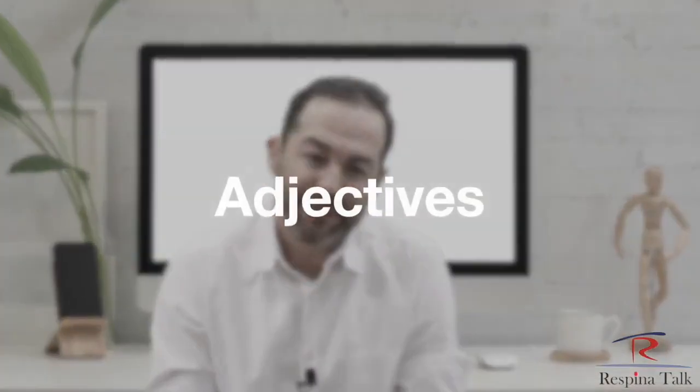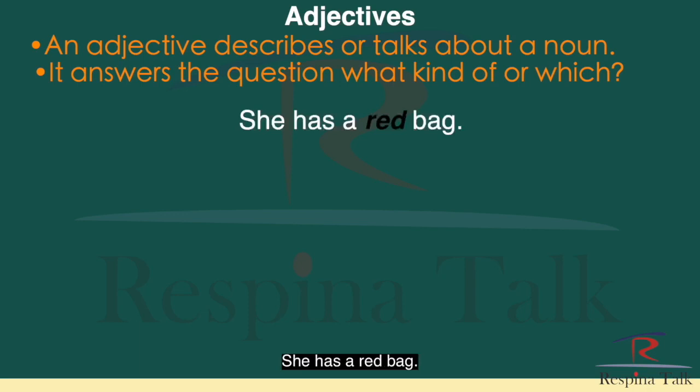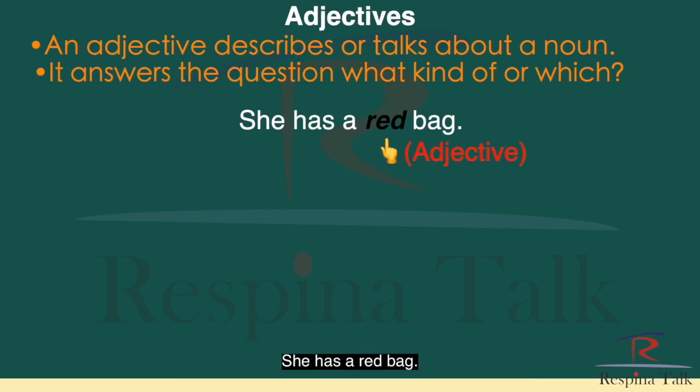Now, what are adjectives? An adjective describes or talks about a noun. It answers the question, what kind of, or which. For example, she has a red bag. Red here is the adjective. Now, the adjective, as we said, answers the questions of what kind of. So here, it's answering what kind of bag she has. She has a red bag.